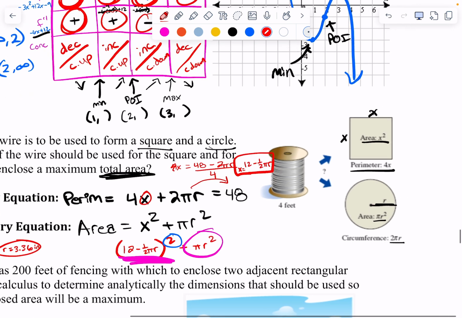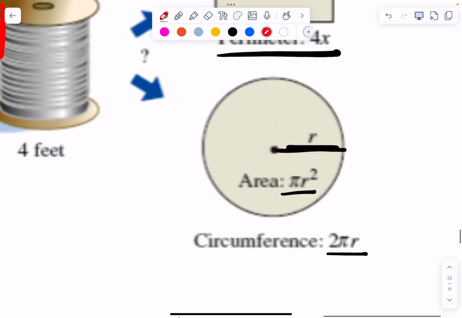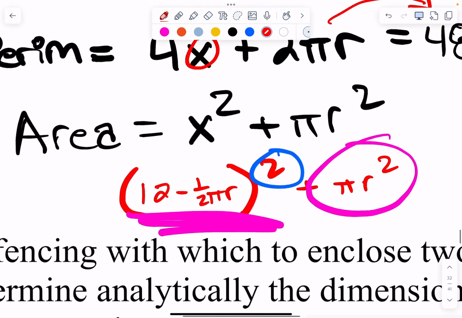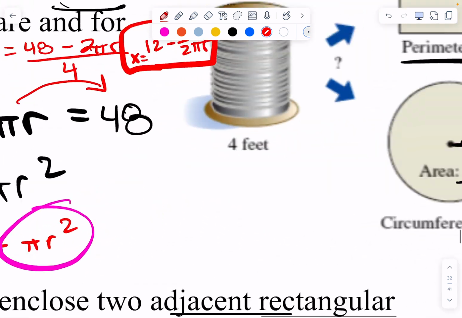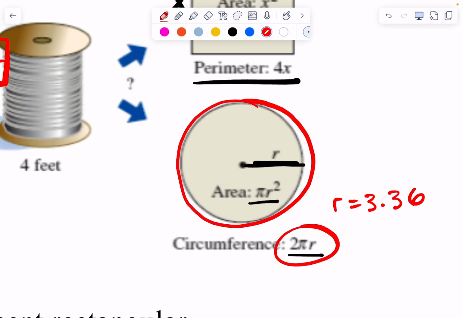Now we got to find the dimensions. Okay, so how much of the wire should be used for the square? So they don't want dimensions. They want how much of the wire should be used for the square. So we're talking circumference, right? We know the radius has to be 3.36 inches. So if the radius is 3.36 inches, then how much wire am I using? I want the 2 pi r. I want to know the circumference. So 2 times pi times that 3.36. How much of the wire will be used for that?